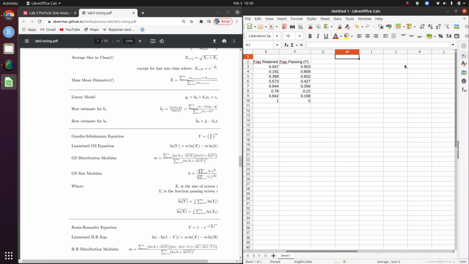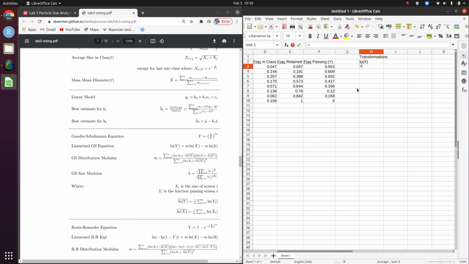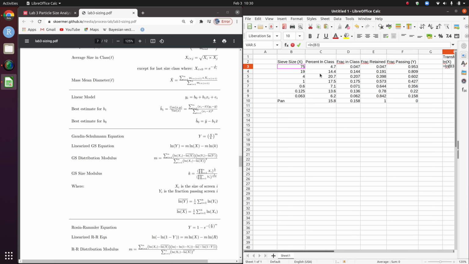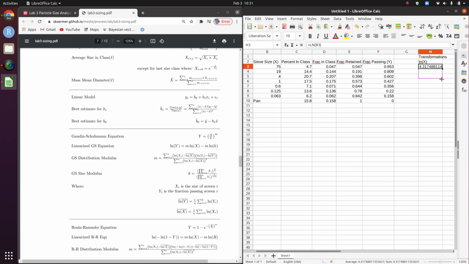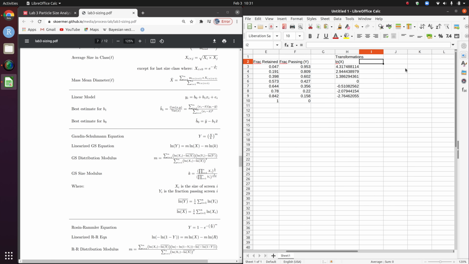So now let's transform, just take the natural log of these values. Alright, so ln of x. That's simply going to be ln of our sieve size. And we're going to drag that all the way down. You don't take the ln of pan, obviously. You're just going to get an error. And we also need ln of y. And that's just the fraction passing. All right.